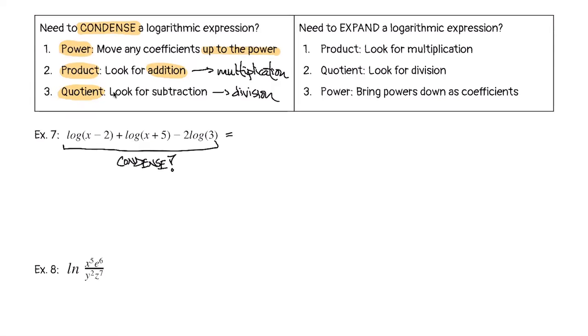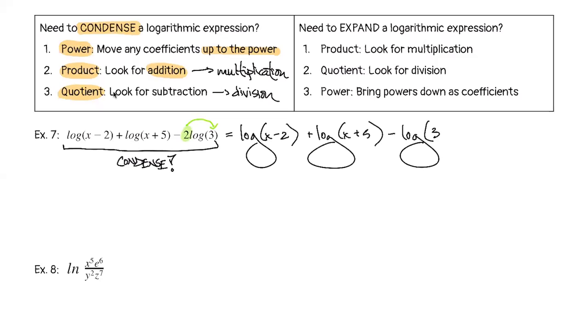So let's do a quick scan. Any coefficients that I can move up to a power? Let's see, the first one has a coefficient of 1, the second one has a coefficient of 1. This third one has a coefficient of 2, so I'm going to bump that up as a power of 3. So I'll have log of x minus 2 plus log of x plus 5 minus log of 3 squared. Okay. That was my first step. I looked for any powers or any coefficients and I moved them up to the power.